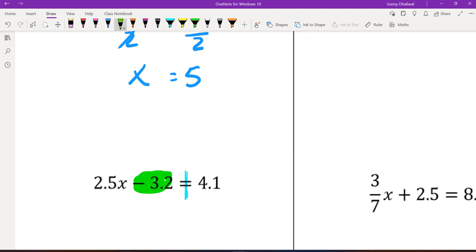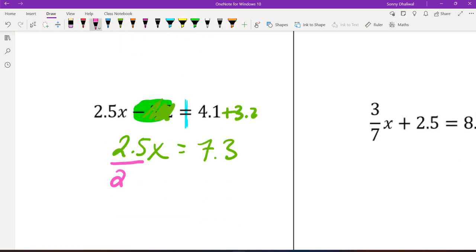So that 3.2's got to go to the other side, becomes a positive, this disappears, we clean it up. 4.1 plus 3.2, 7.3. Okay. So now, just like before, it's the number with the x that we need to get rid of. How do we get rid of that? Just like we did before. What did we do? Jacob? Divide, right? So we divide. Because it's multiplying, we divide.